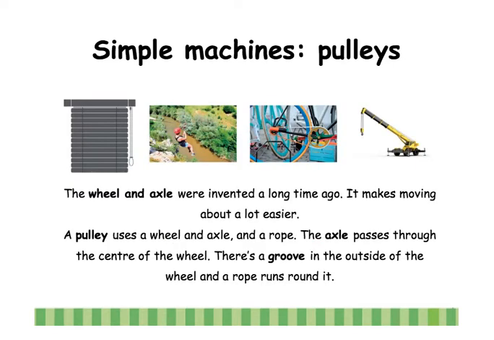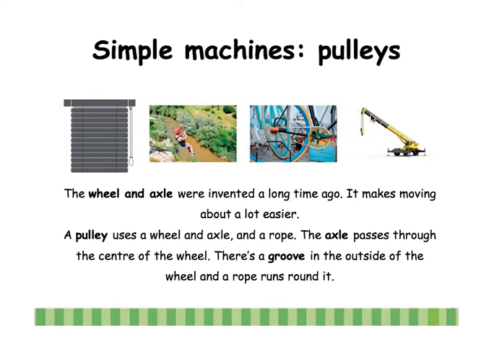The next simple machine is a pulley. The wheel and axle were invented a long time ago. It makes moving about a lot easier. A pulley uses a wheel and axle and a rope. The axle passes through the center of the wheel. There's a groove in the outside of the wheel and a rope runs around it. So simple pulleys include window blinds, a zip line, a bicycle chain, and this construction machine that lifts heavy objects.